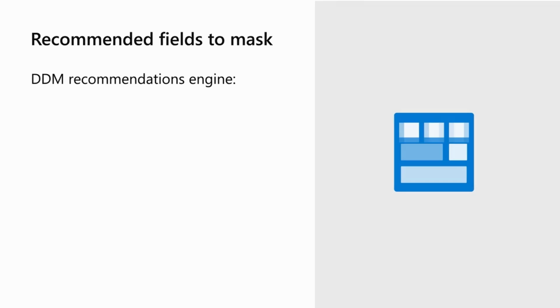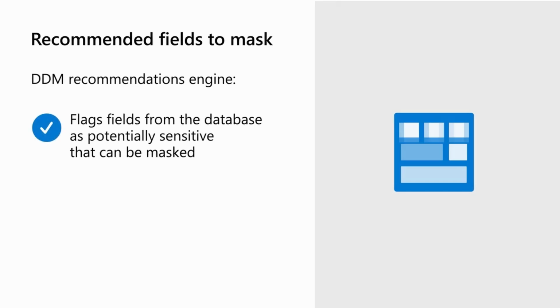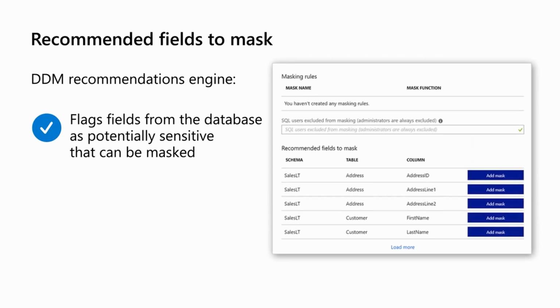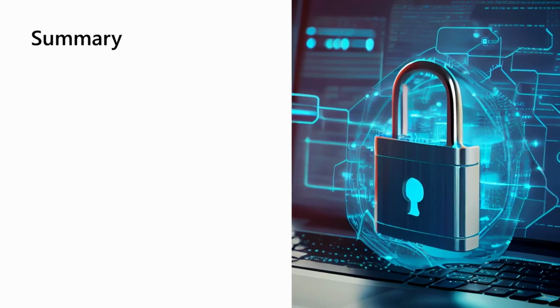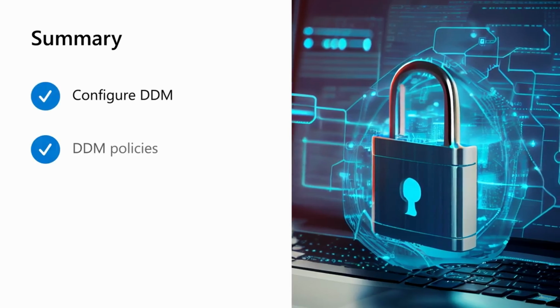The DDM recommendations engine flags specific fields from your database as potentially sensitive fields, which can be considered for masking. You can view the recommended columns for your database in the Dynamic Data Masking blade in the portal. With this, we've come to the end of this video. In this, we learned about configuring DDM and policies of DDM.